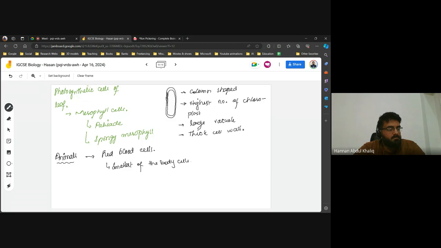So, the second important feature is that they are not spherical. I told you last time that every cell is supposed to be in 3D shape. So the cells are mostly spherical, but red blood cells are not spherical. Instead, they are biconcave.